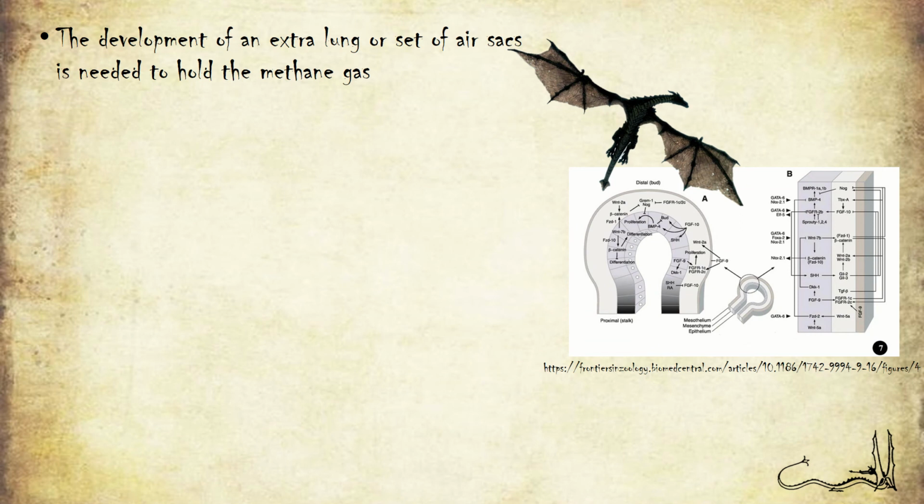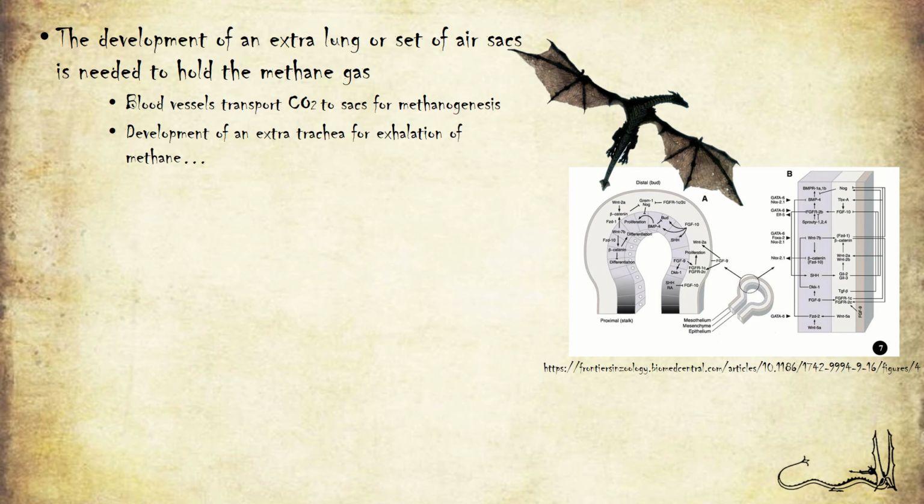So where can this gas be stored? It certainly can't all be stored in the digestive system, and it can't be stored in the dragon's normal lungs or air sacs that are used for oxygen and carbon dioxide exchange. This is going to require the development of another set of air sacs or an extra lung. And to do this, blood vessels need to transport carbon dioxide to the sacs for methanogenesis. And there would also need to be a development of an extra trachea for the exhalation of methane, which is going to play a big role later on down the road.